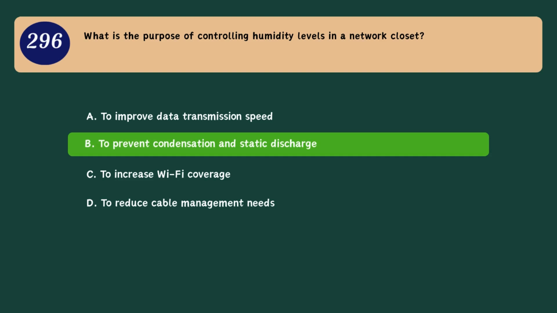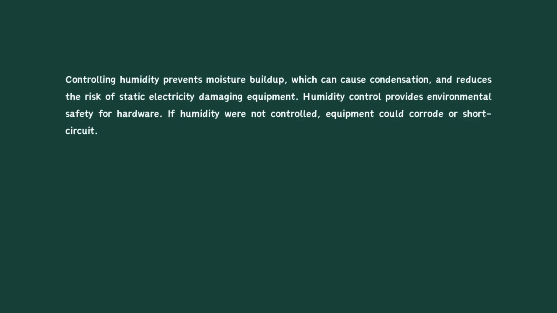Correct answer. B. To prevent condensation and static discharge. Controlling humidity prevents moisture buildup, which can cause condensation, and reduces the risk of static electricity damaging equipment. Humidity control provides environmental safety for hardware. If humidity were not controlled, equipment could corrode or short circuit.